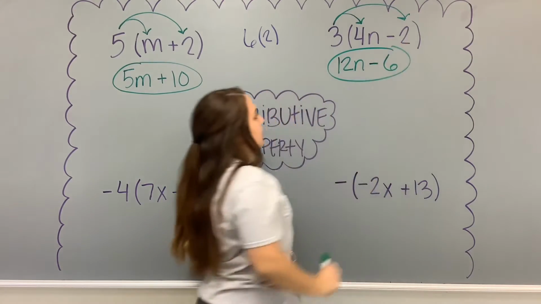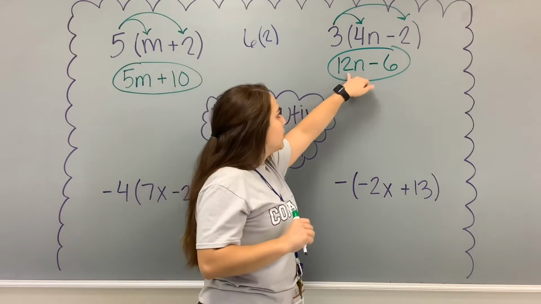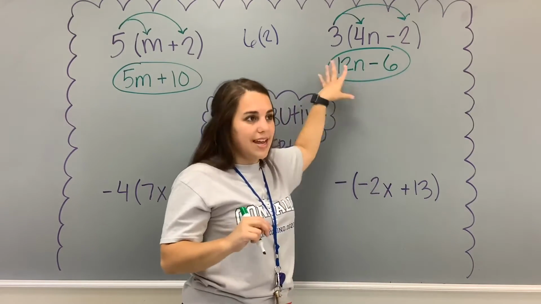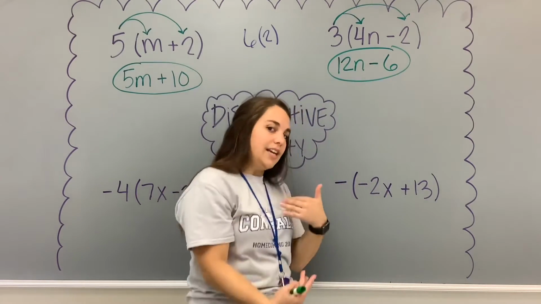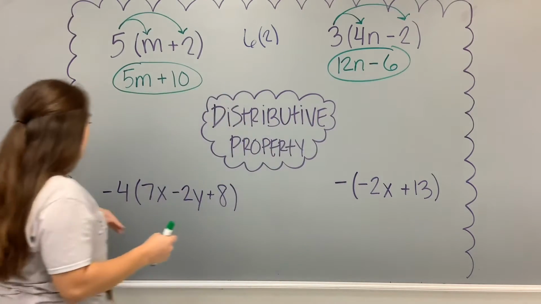This is our final answer. Remember, we are only simplifying these. We cannot say 12 minus 6 is 6 because these are not like terms. 12n is different because it has an n with it. It's got the variable with it. This one does not. All right.